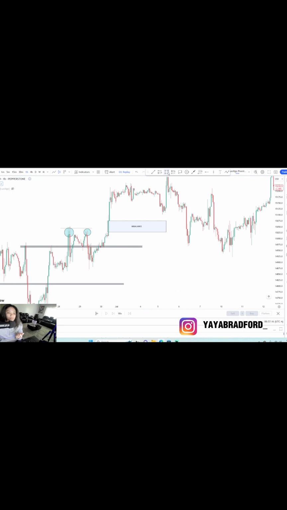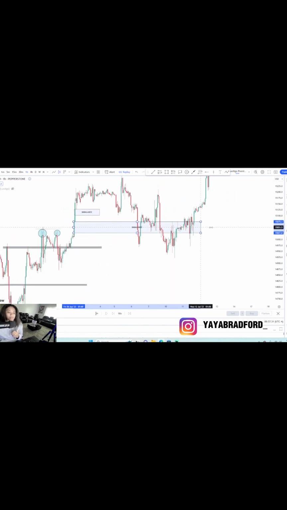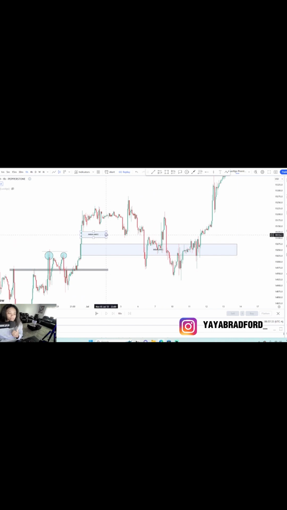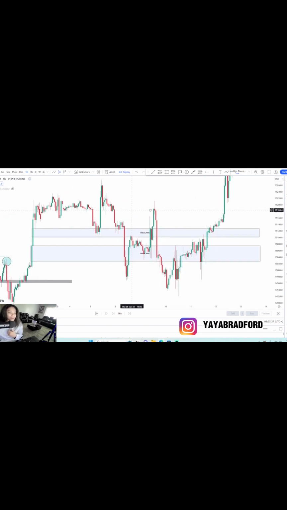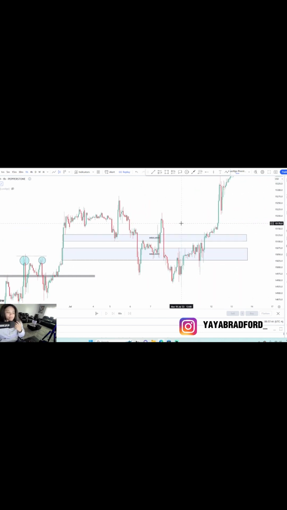And then boom, you have another one right here. Another gap right here, y'all. Boom, boom. Imbalance. These are considered imbalances. So you just drag it to the left. I'm dragging to the right, right? And then all you do is just wait for price to get back to this level.